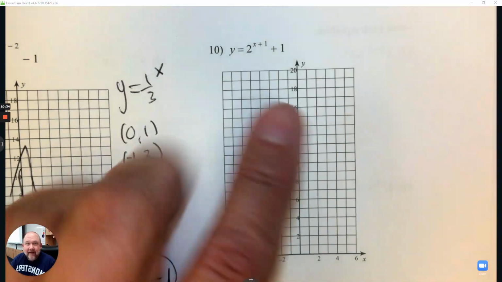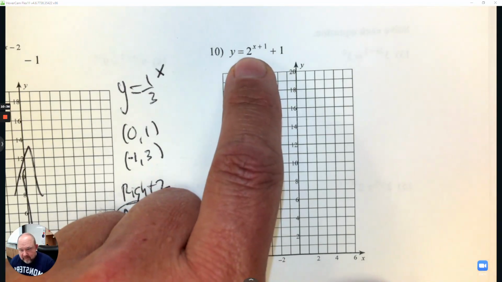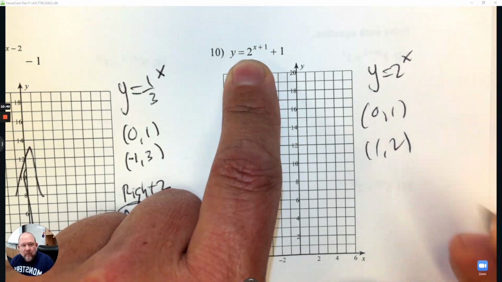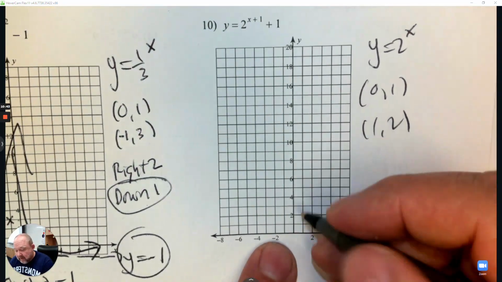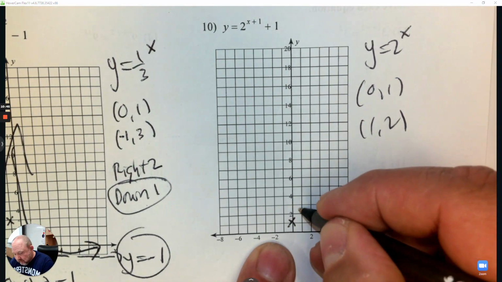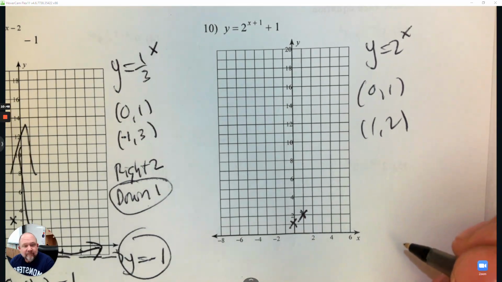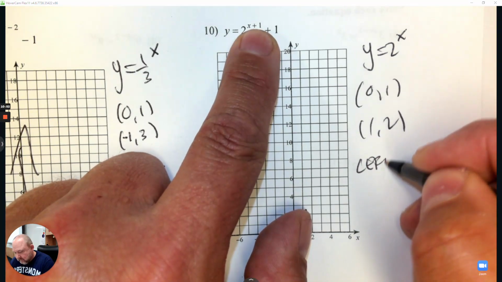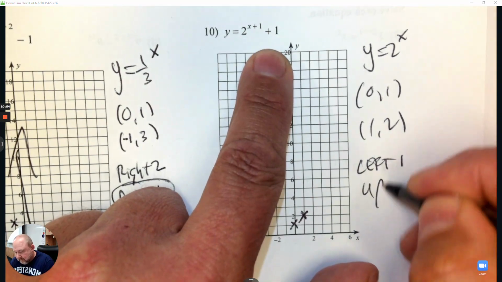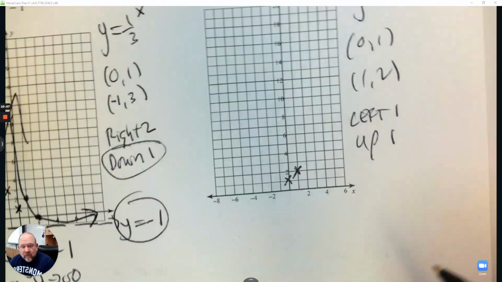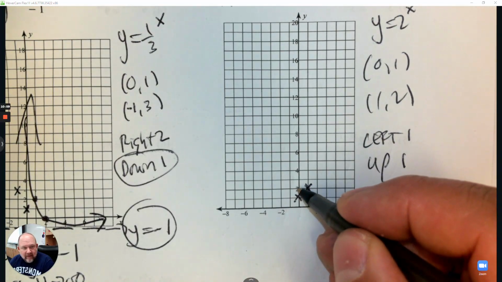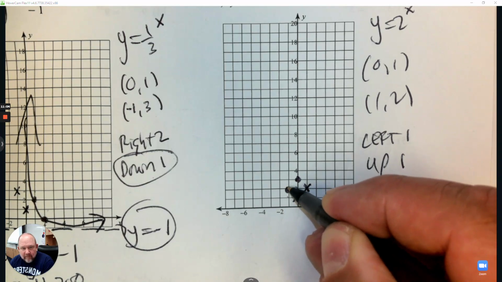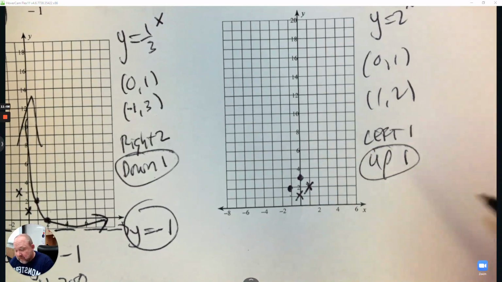All right, number 10, again, press pause and do your best first. The basic exponential is just 2 to the x. That's 0, 1, and 1, 2. So I'm going to put those on my graph. So 0, 1, and 1, 2. And then I'm going to move it. So this means 1 to the left, and this means 1 up. So each x, I'm going to go 1 to the left and 1 up. 1 to the left and 1 up. So there they are. Now this will also changes my asymptote.